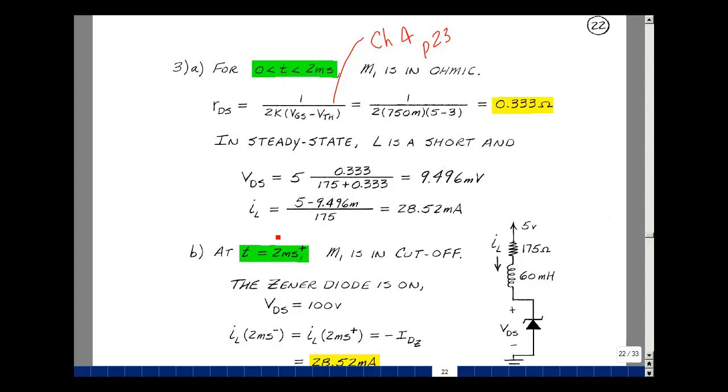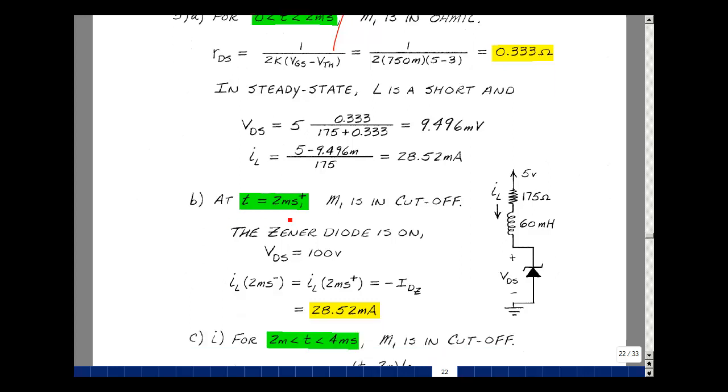The current in the inductor in steady state is going to be the voltage across the resistor of 175 ohms, and that's going to be 5 volts minus the drop across the drain source. The inductor is a short circuit. The difference of those two node voltages, that's 28.52 milliamps. In our simulation, we saw that the current in steady state was about 28.434 milliamps.